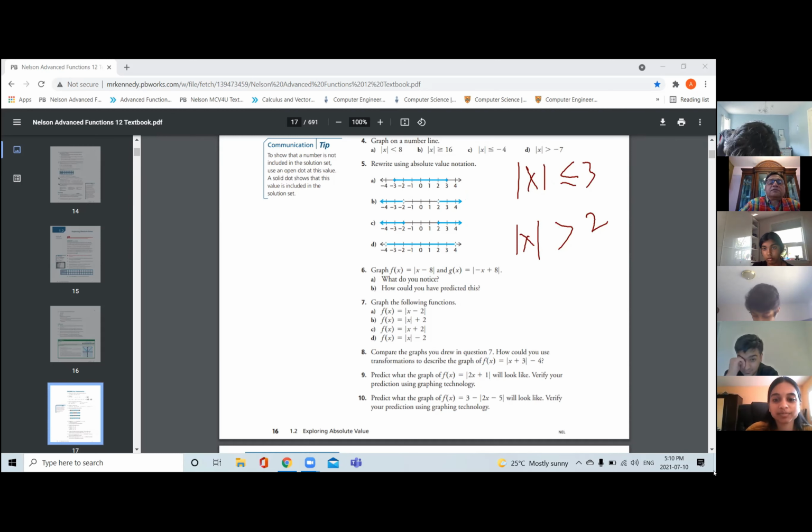Okay, Mohammed, tell me the answer for 3. C. The absolute value of x is greater than or equal to 2. Correct, because it is included. D. Hamza, answer for D.